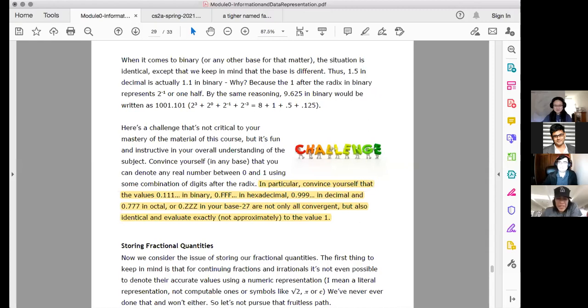So what you're saying is that all these at the end are like the very last value that you can have in hexadecimal, decimal, octal and base 27, right? Yeah, in hex, you got 15 times 16 to the negative first, and then the second place past the dot is 15 times 16 to the negative 2. And I don't want to run those calculations right now, but yeah.